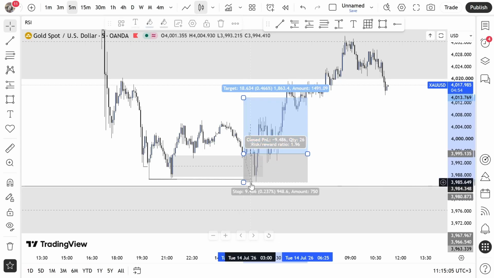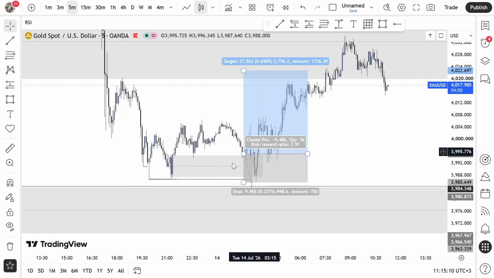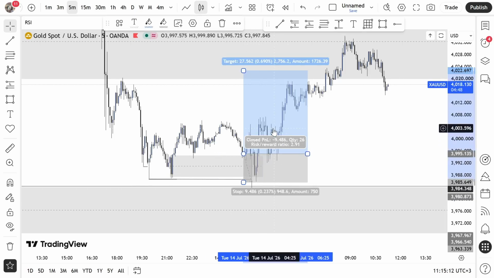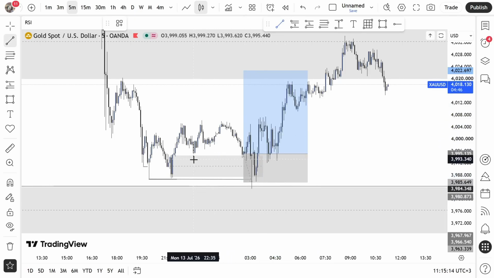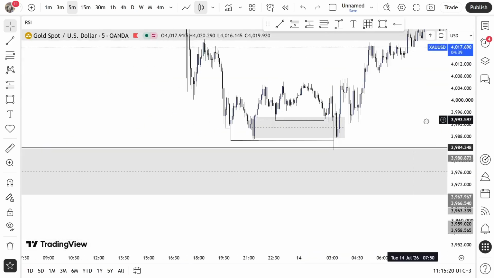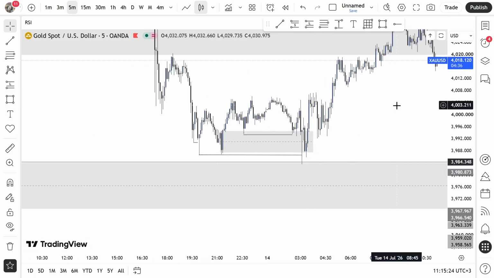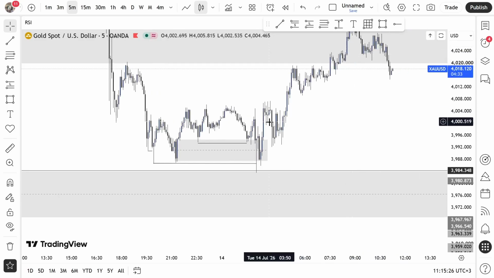Someone who could have entered somewhere like here would have been stopped out. You see, and I'm sure somebody could have used this as inducement and things like that. So yeah, you just wait, because this is an equal low. You wait after the sweep, you see. After the sweep, you see it broke up in the lower time frame.